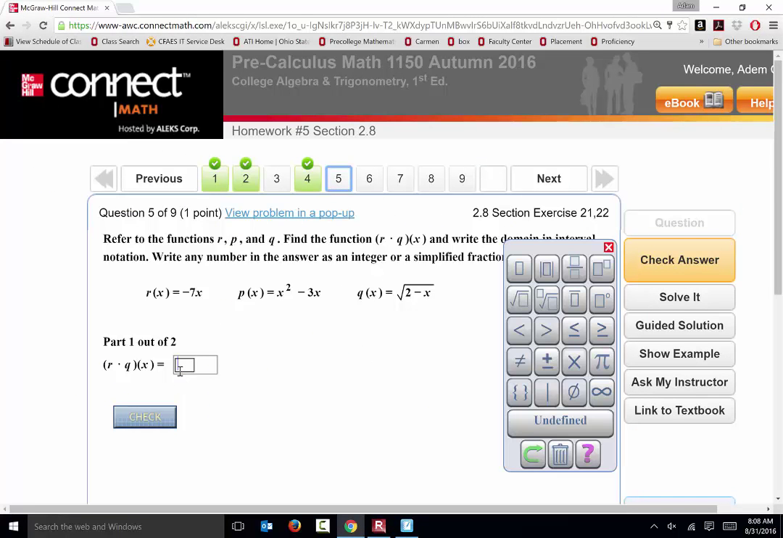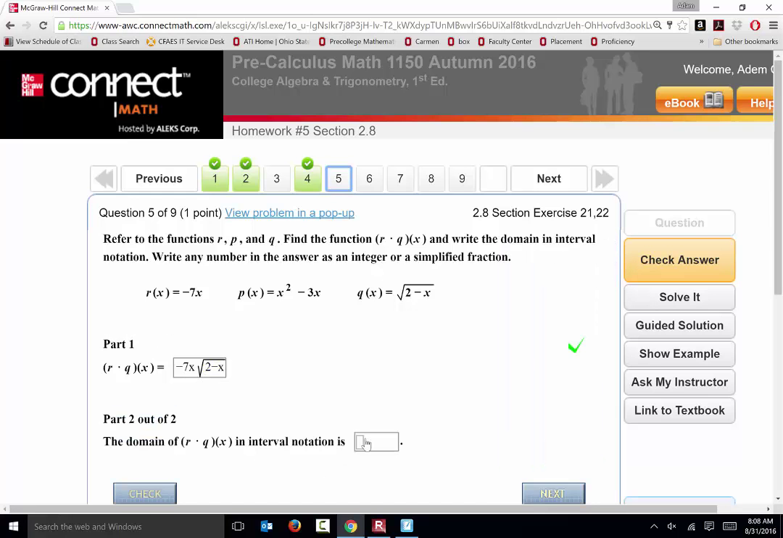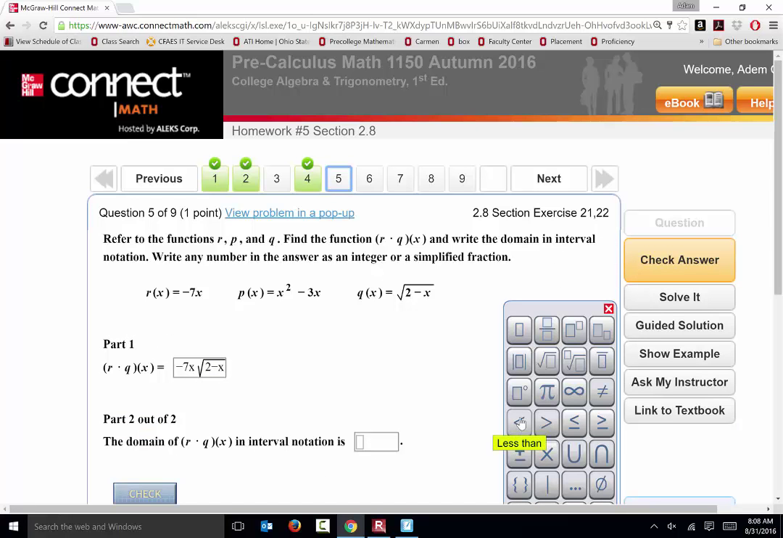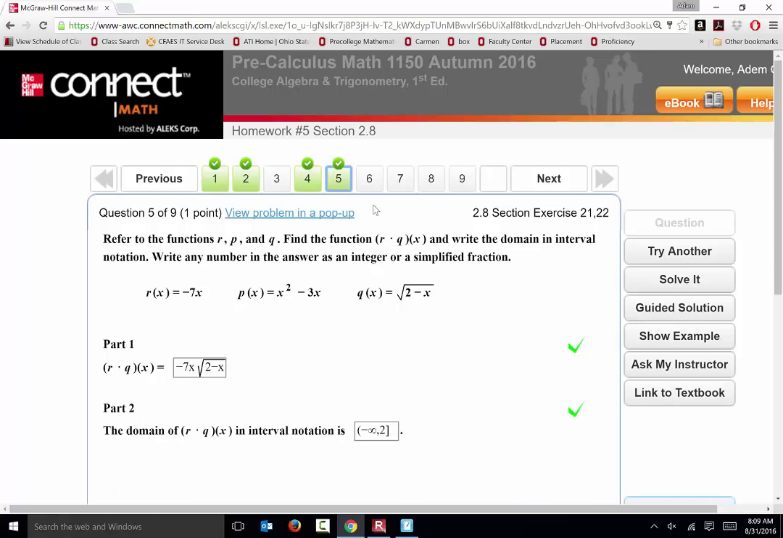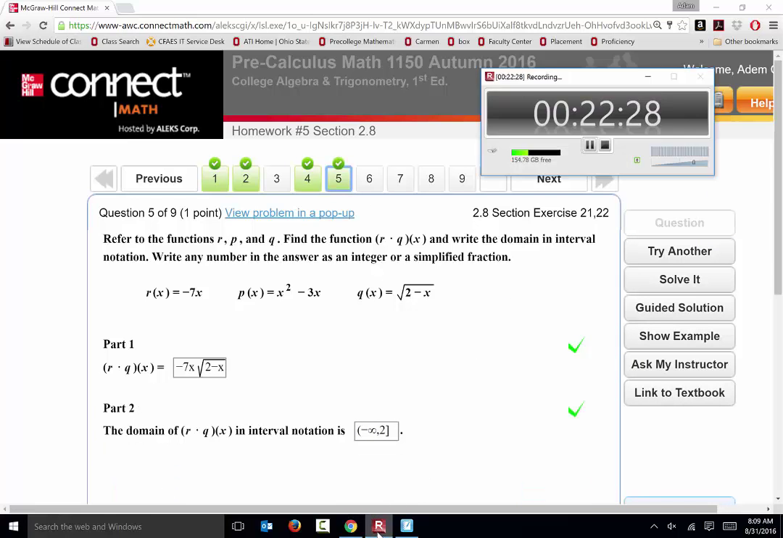First one was negative 7x. This is how you make a square root again. 2 minus x. Interval notation domain is this, right? All right. Moving on. Any questions?